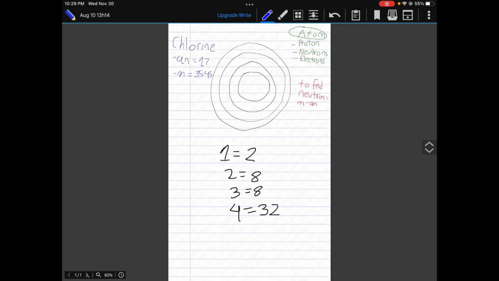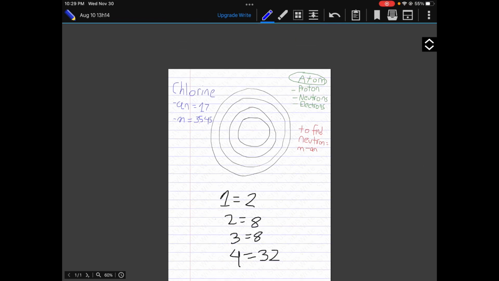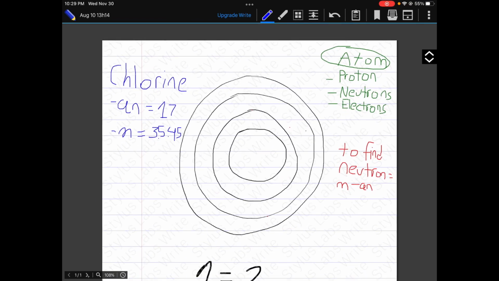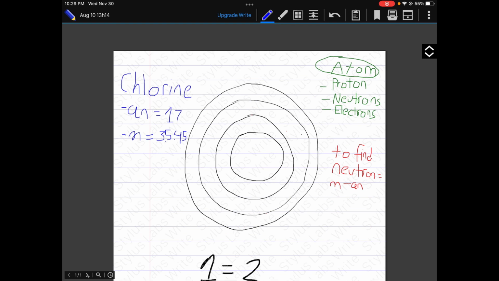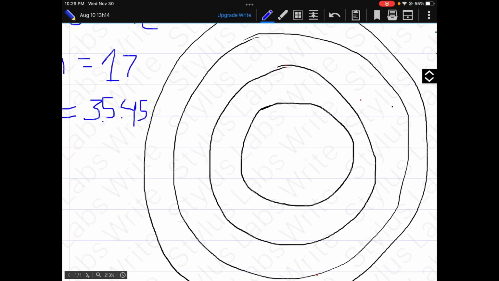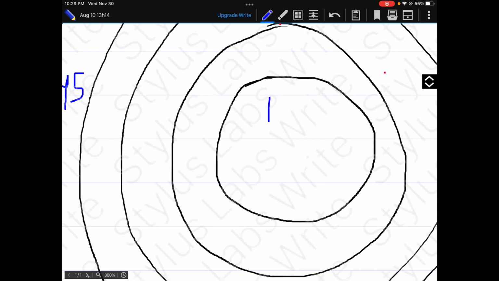Now let's move on to our final example, chlorine. Chlorine is a big element, so this will require a lot of space, which means extra practice. So our atomic number is 17. So therefore we already know that we have 17 protons and 17 electrons. So let's just draw the amount of protons we have.